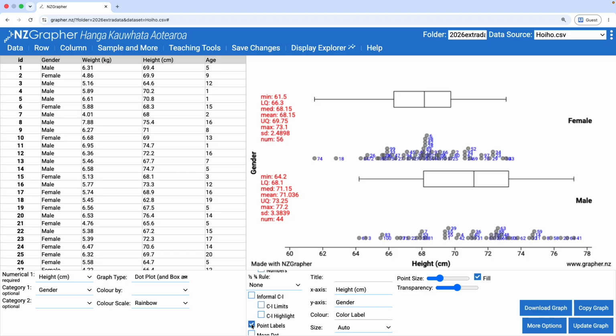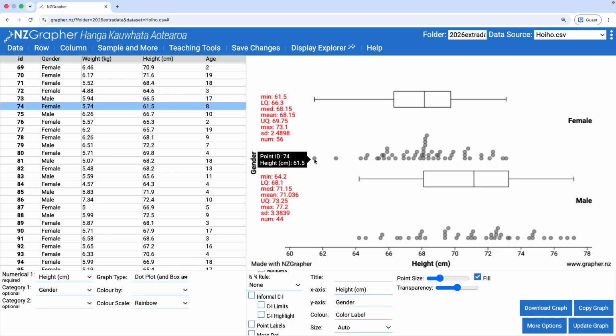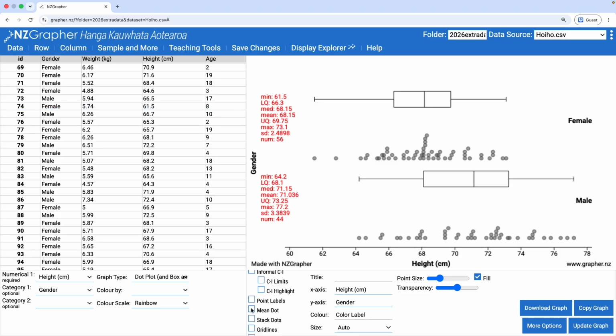Point labels. Now, point labels used to be a lot more useful than they are now, because now you can just come and hover over any point and it will highlight it in the data set for you, which is probably nicer than the point labels, but sometimes the point labels are still useful. Mean dot. Put the dot in at the mean.